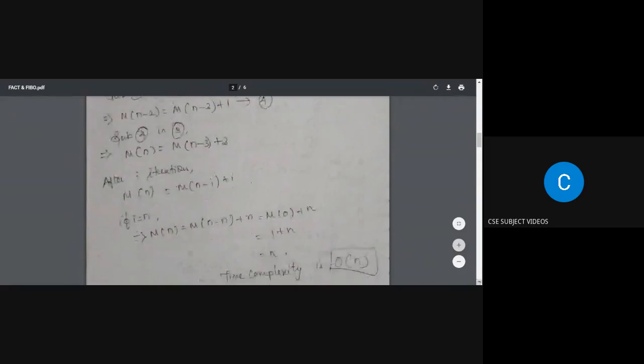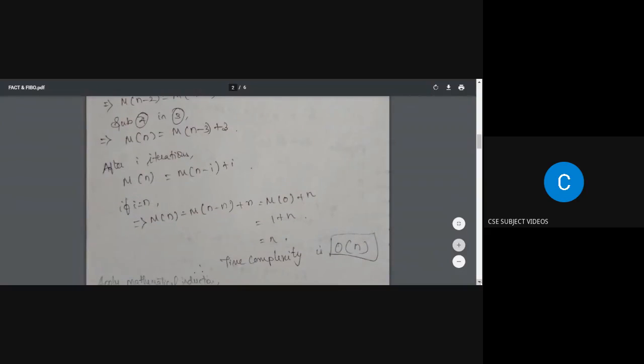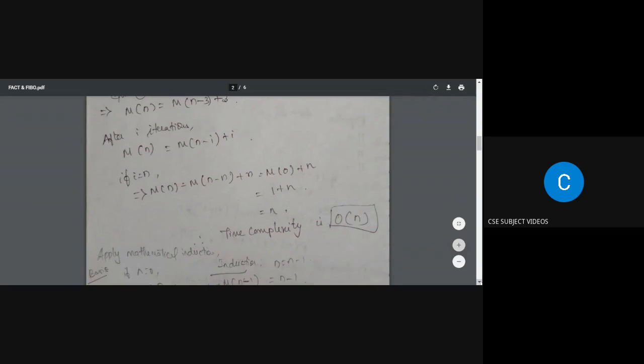If it is intermediately at the ith iteration, and at the nth iteration, that is the last iteration, that is i equal to n. So if i equal to n, then m of n equal to, we have to substitute n instead of i. So m of n minus n plus n equal to, so what is n minus n? It is 0. So m of 0 plus n.